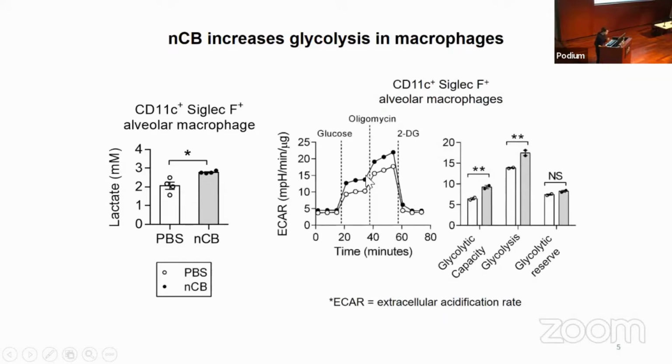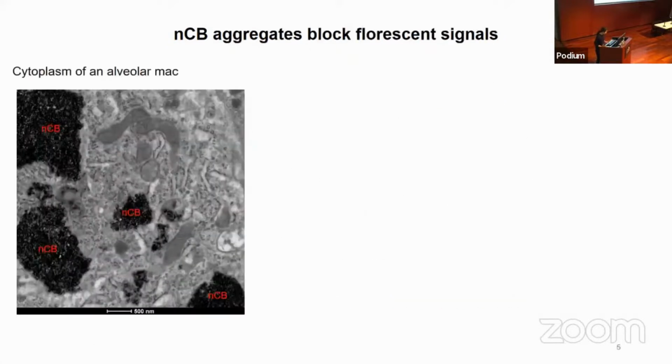As expected, glycolysis increased in these carbon black treated cells, as shown right here, with increased extracellular acidification rate. Next, we want to know what the immune profile is in these carbon black lungs. As mentioned before, carbon black aggregates inside the cytoplasm.